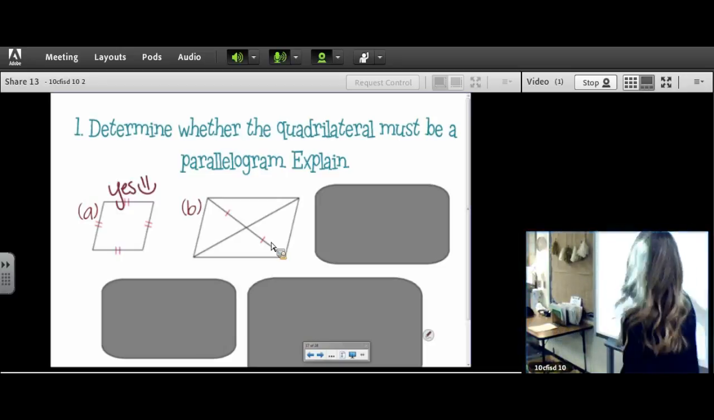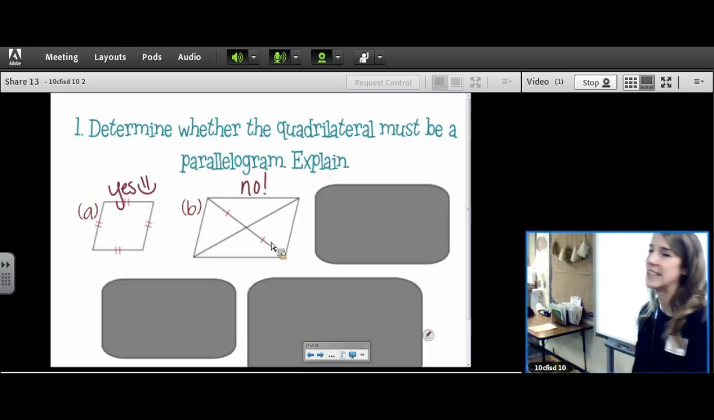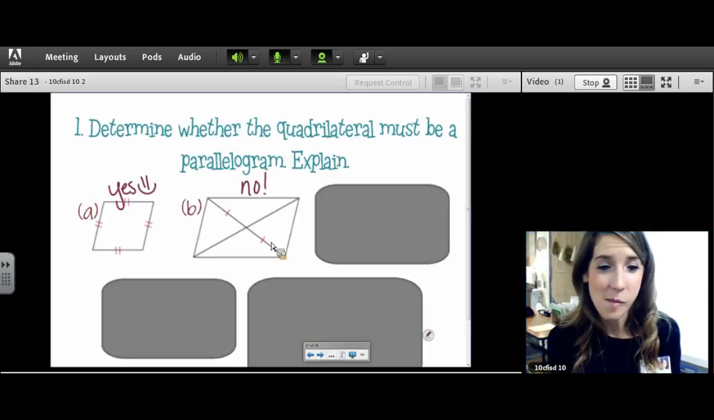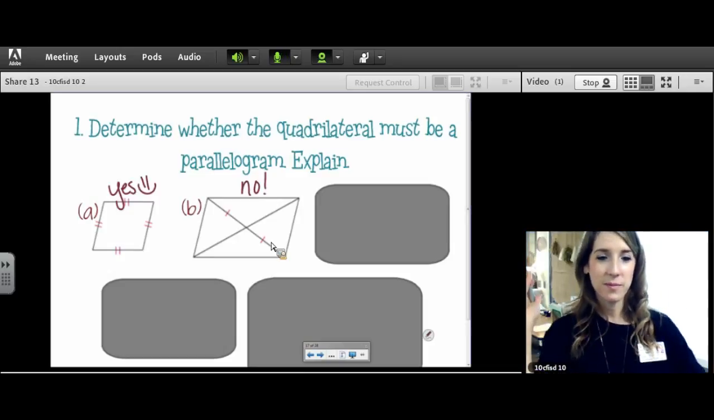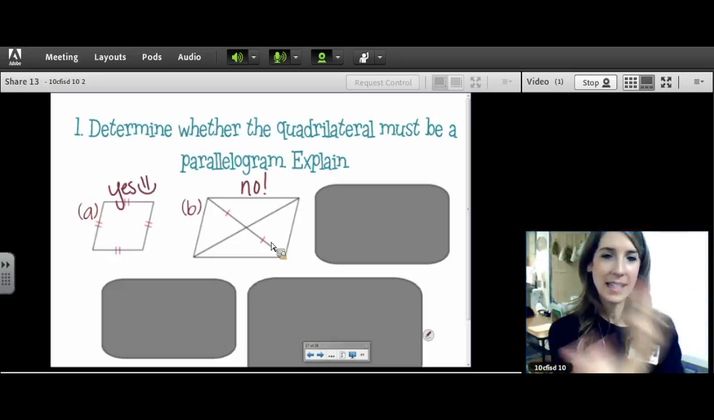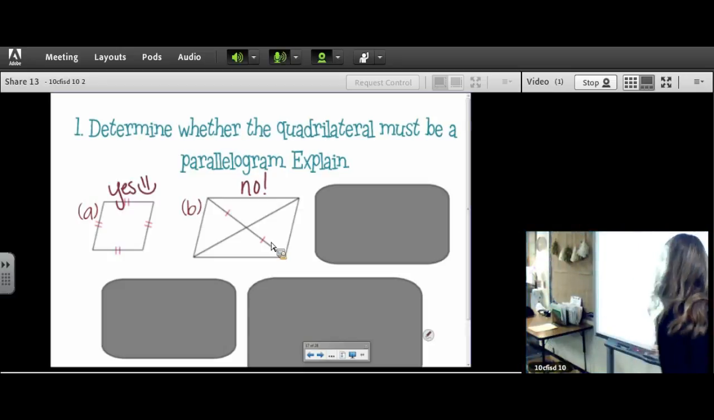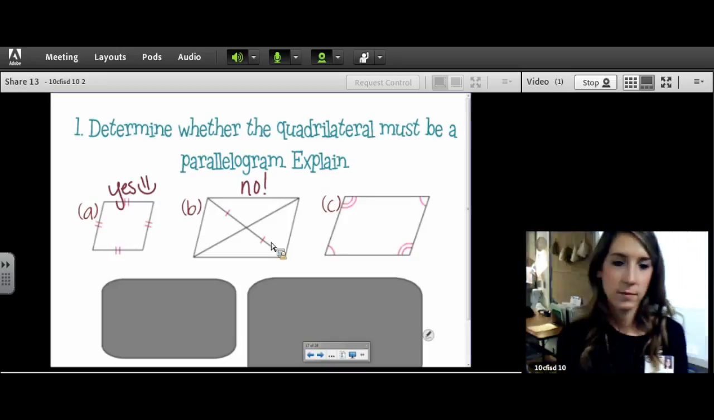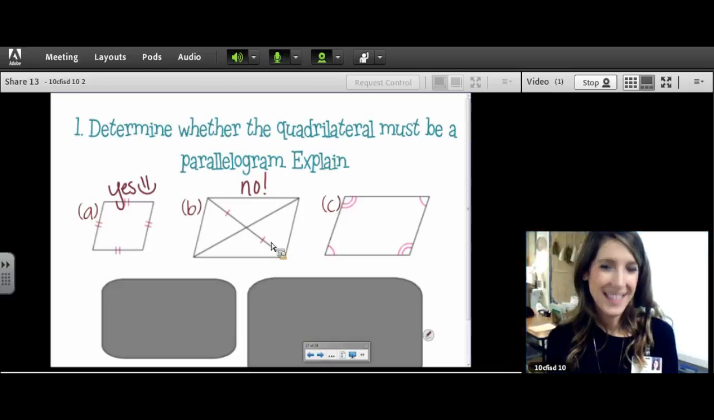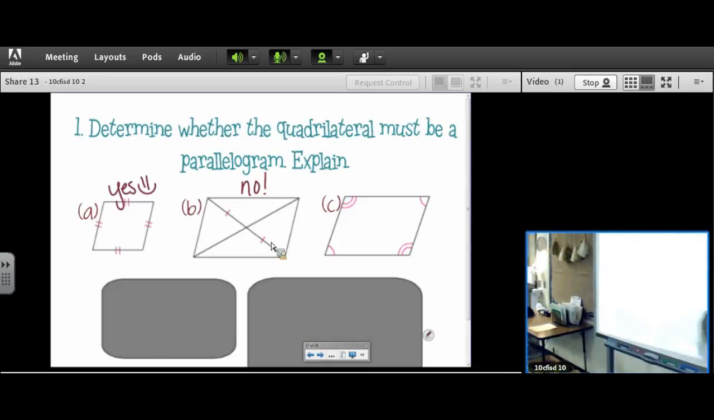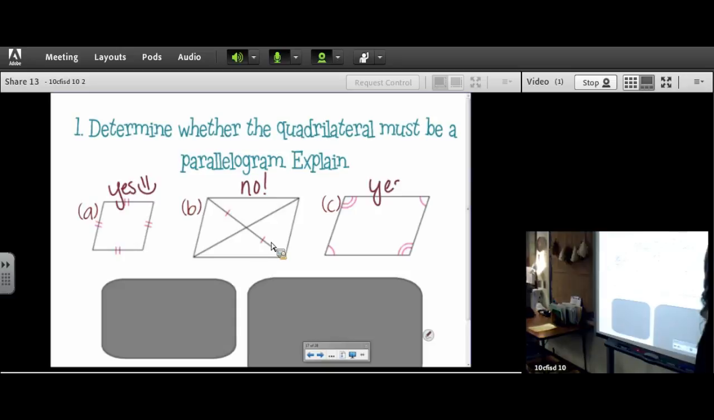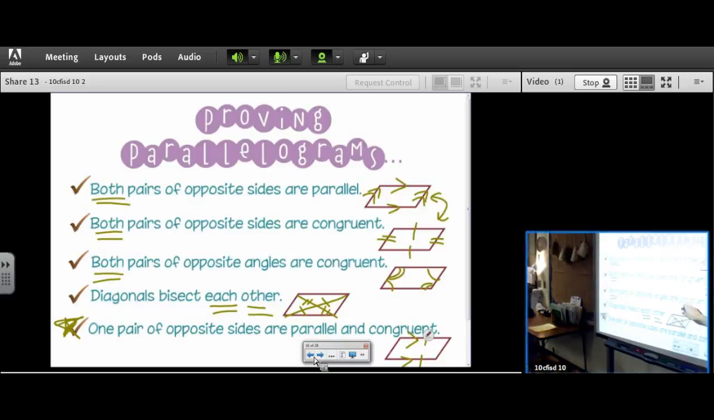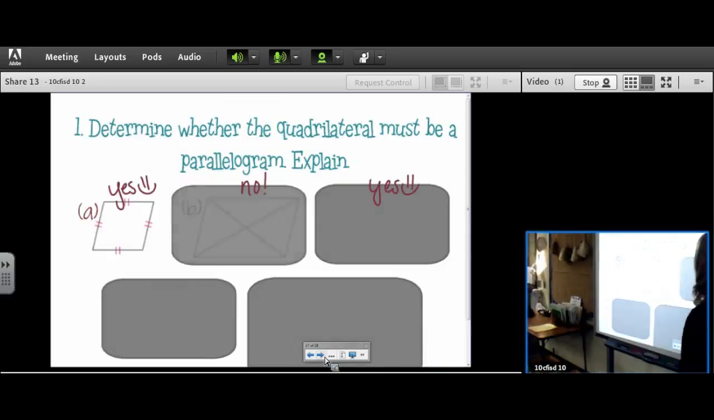All right, so it was key that the diagonals needed to bisect each other, right? Bisect each other, not just one of them. Okay, what about this one? Is it enough? Yes, it is. That's one of the conditions on our list. Opposite angles are congruent, both pairs. So we're in the clear there.